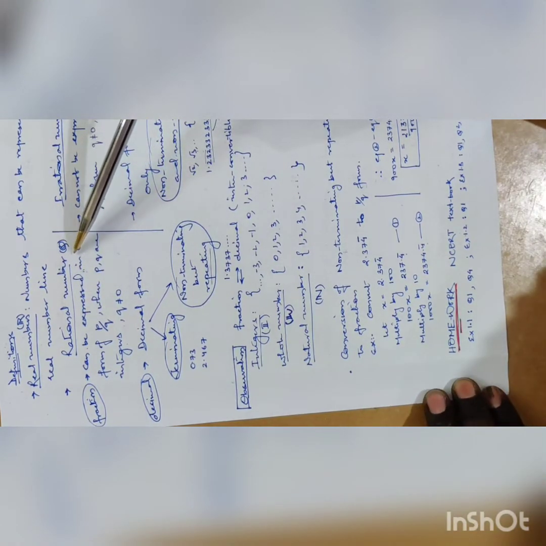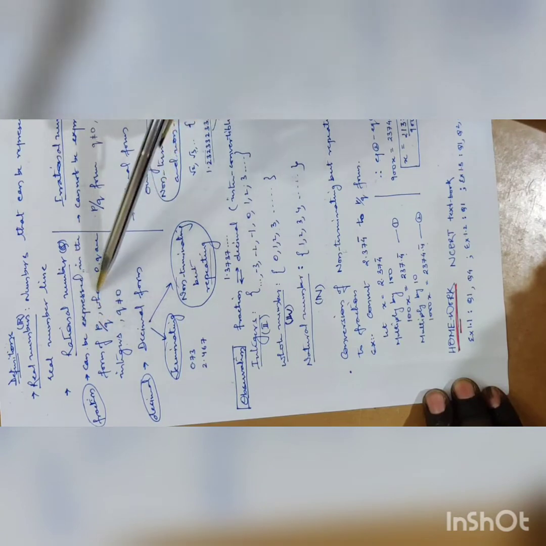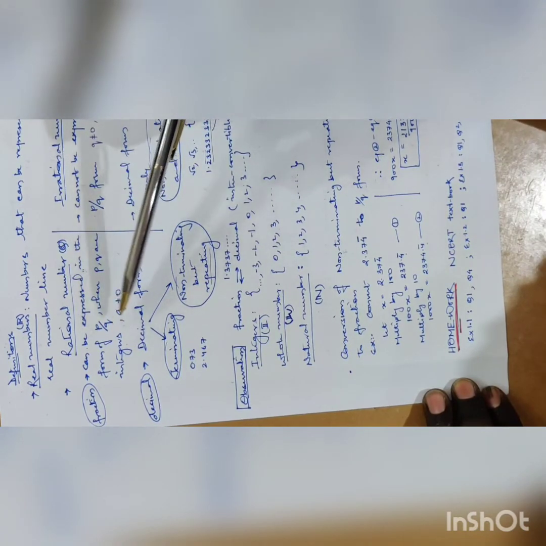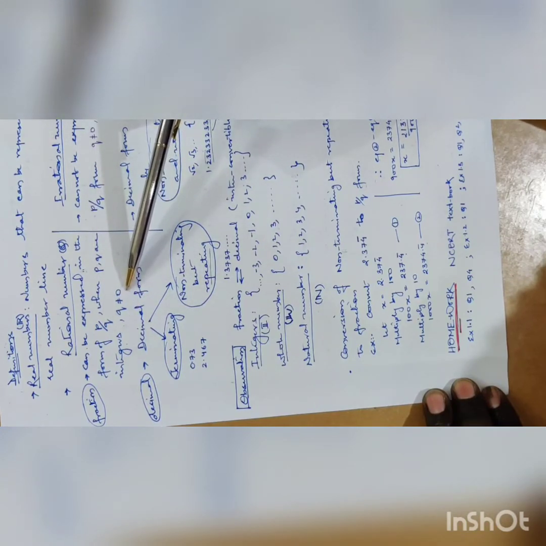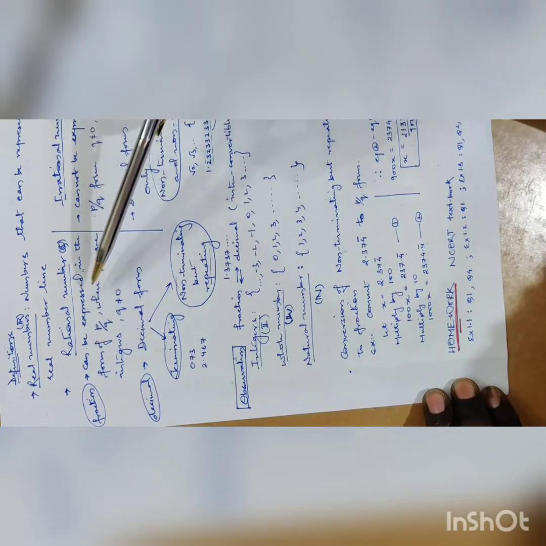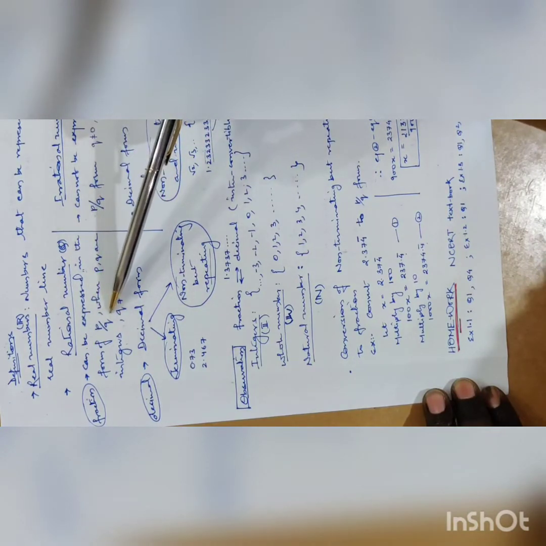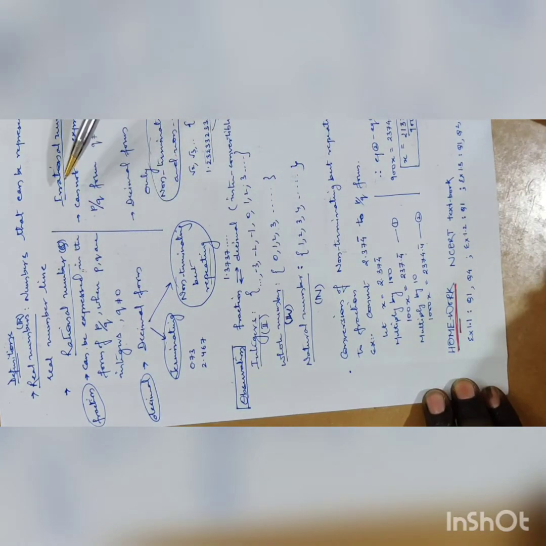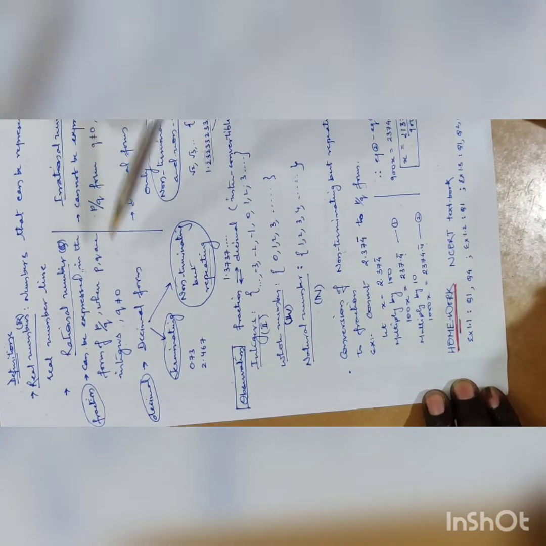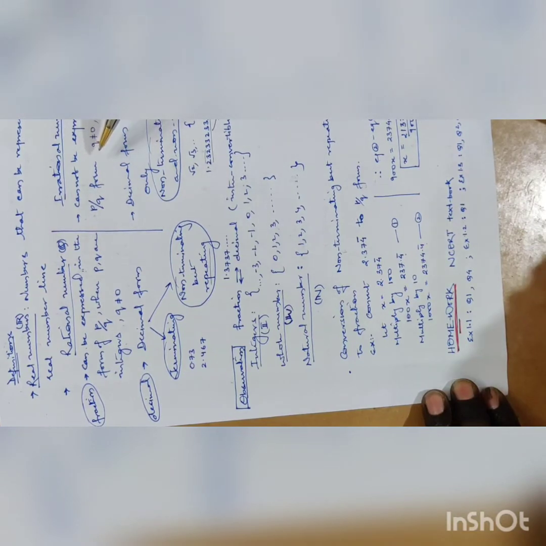What are rational numbers? Rational numbers are the numbers that can be expressed in the form of p by q, where p and q are integers and q not equal to 0. I repeat again, rational numbers can be expressed in the form of p by q, where p and q are integers and q not equal to 0. Whereas irrational numbers are the numbers which cannot be expressed in the form of p by q, where p and q are integers and q not equal to 0. So this is one point of difference. A number which cannot be written in fraction form is an irrational number.